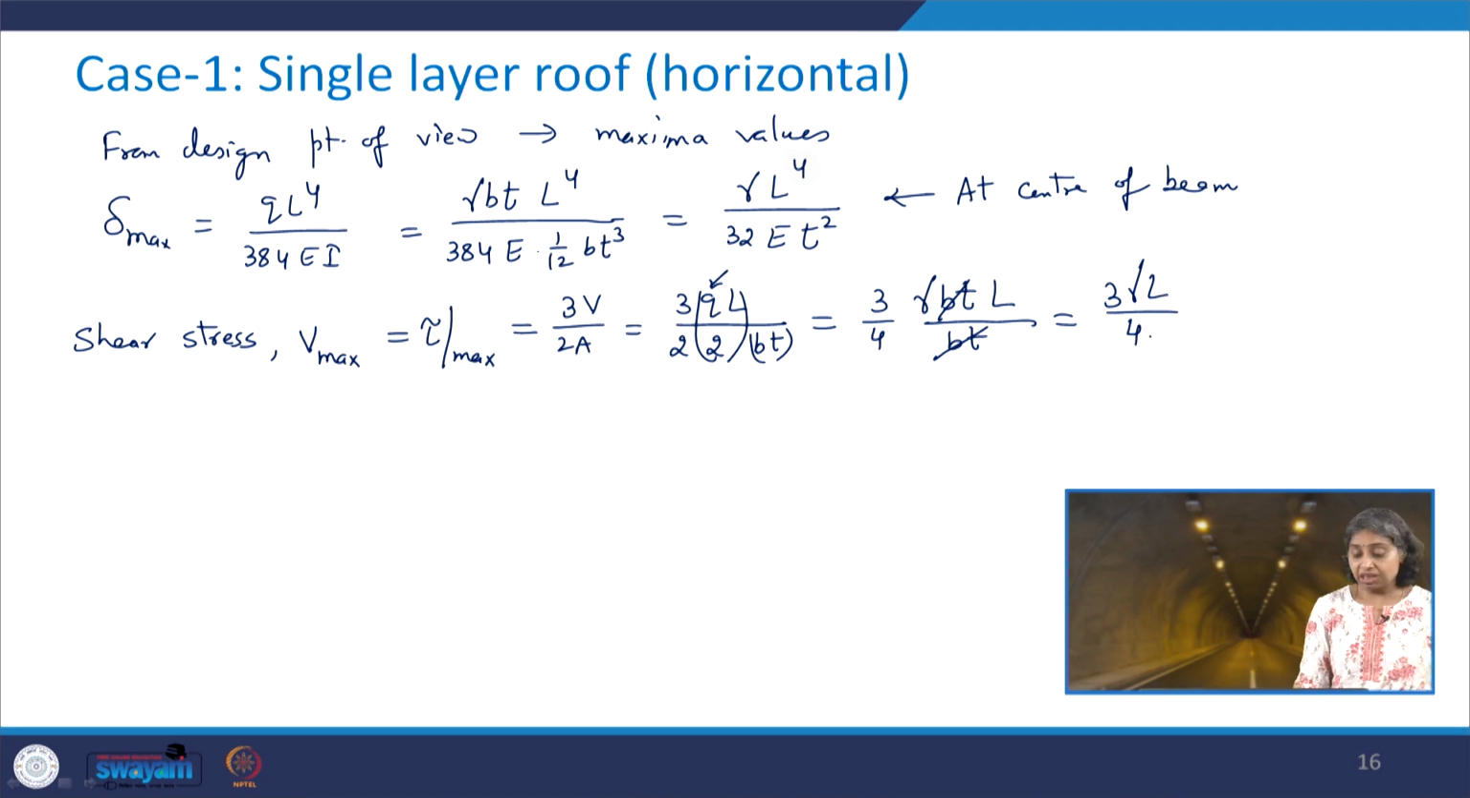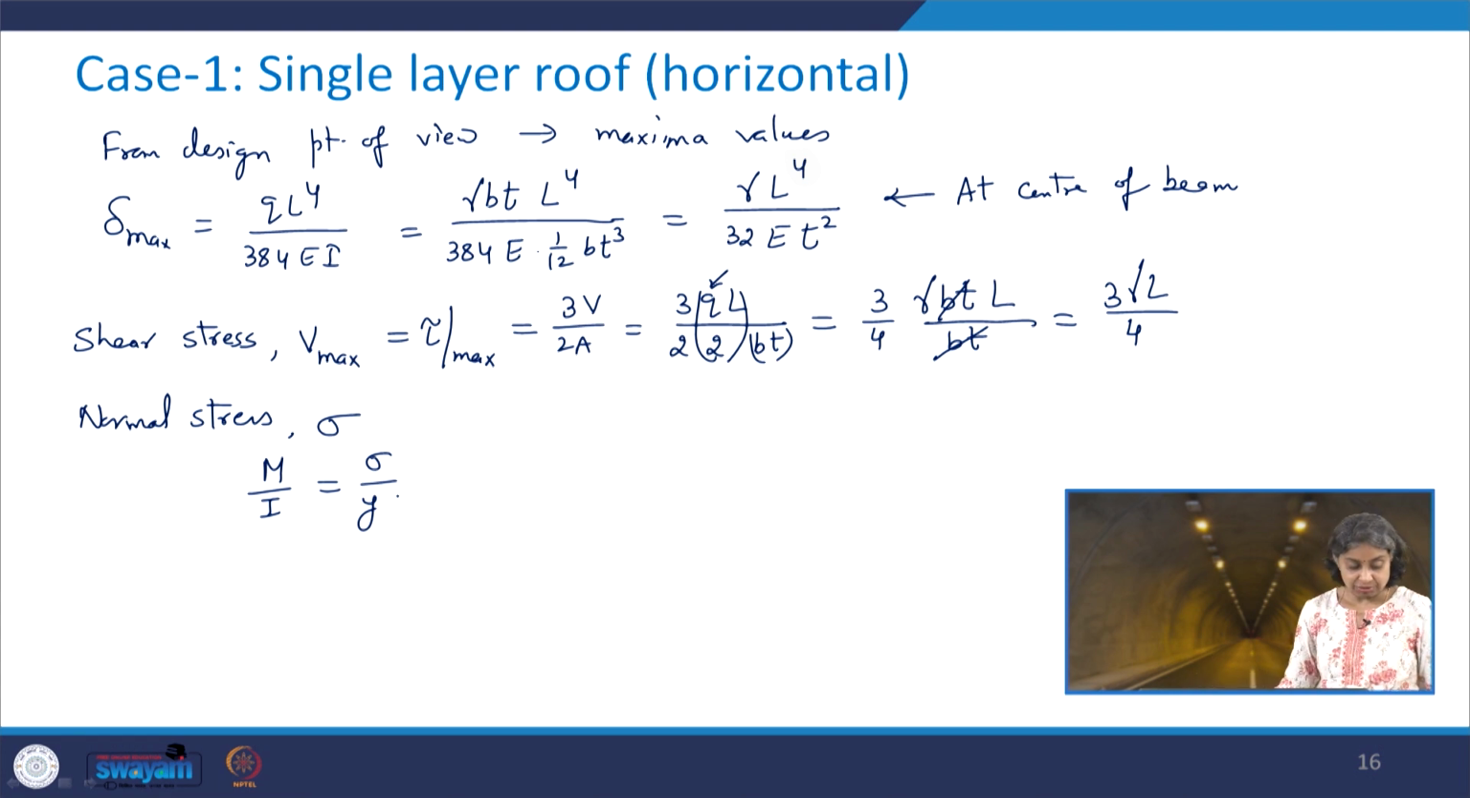Now, coming to the normal stress, say I will mark it as sigma. So, what I have is M by I is equal to sigma upon y. This you know from the theory of elasticity.